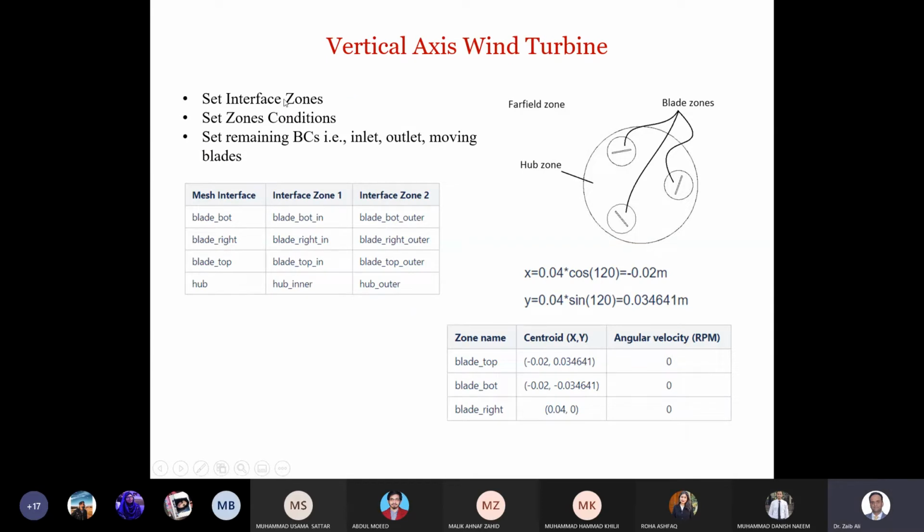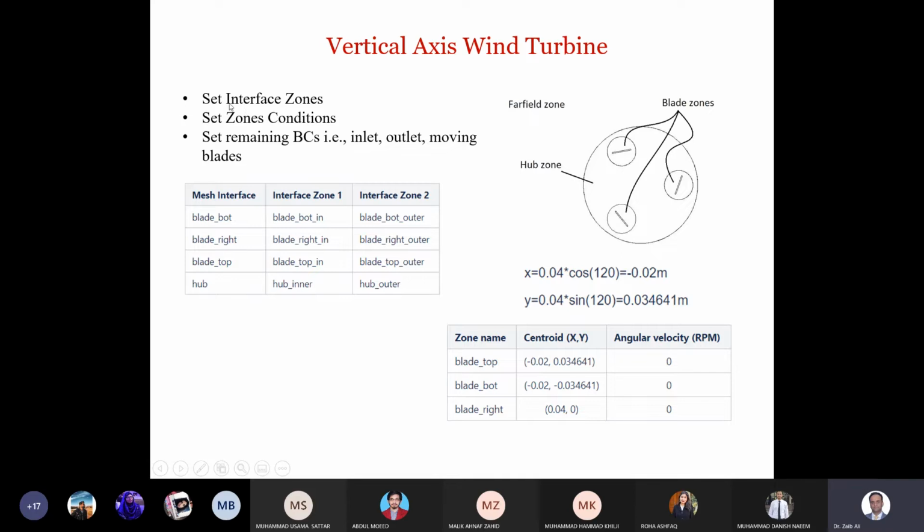So the steps will be that, as I said before, each of these is a zone. This is one zone, this is another zone, this is another zone, and this is another zone. So there are 4 zones over here. Then we have this outer zone, which is the far field zone. So we have 5 zones over here. And between these zones, for example between this zone and this zone, to transfer the flow of information, we need to match the interfaces.